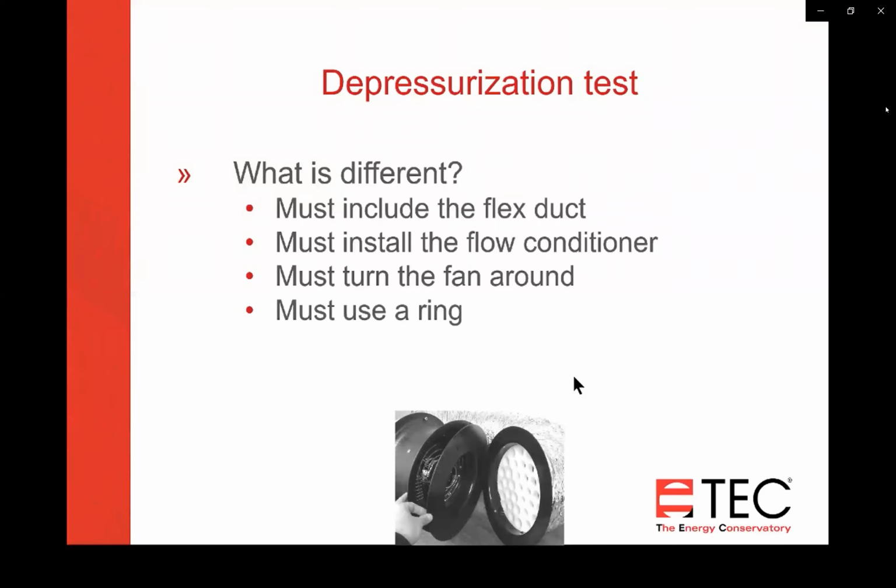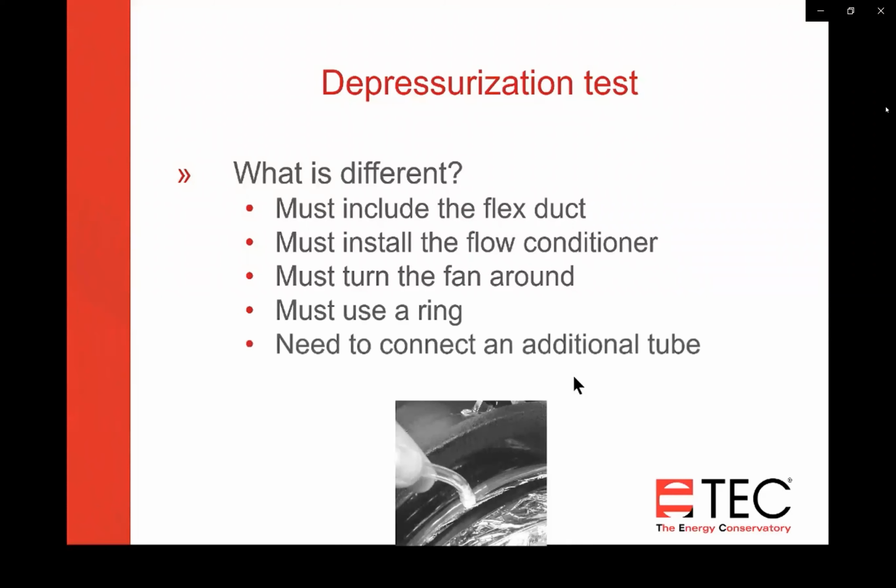And you must use a ring when you're doing a depressurization test. You can't use open fan, so that kind of restricts what your total flow is. You can't get up to 300 CFM 50 if you've got ring 1 on and the flex duct. But hopefully you don't need that much airflow when you're doing a duct leakage test. So you must use a ring, and you need to connect an additional tube.